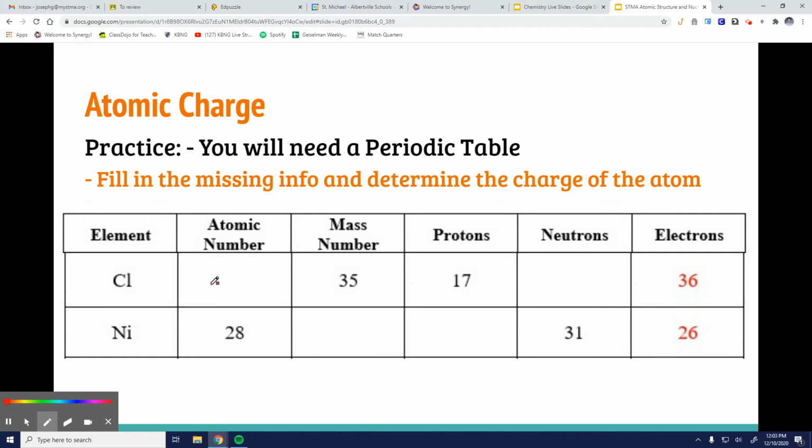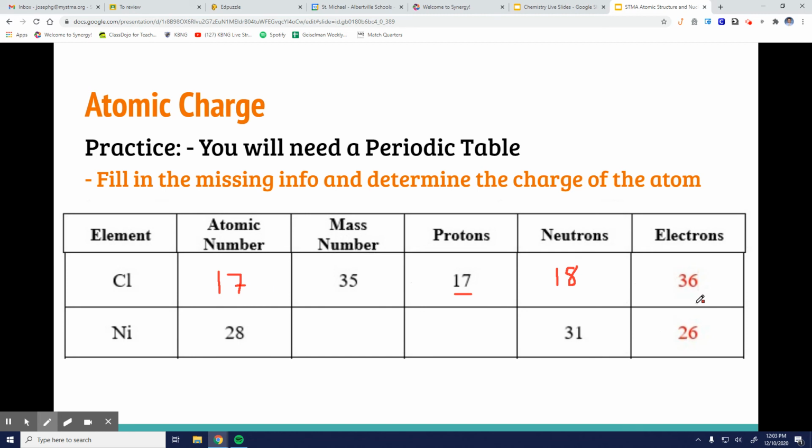So to start off, the atomic number for chlorine is 17. If you look on a periodic table, that's where you find chlorine. It makes sense because chlorine has 17 protons. And 35 minus 17 gives us 18 neutrons. Now, in reality, it would have actually 18 electrons, but I mistakenly put 36. Well, we can still figure out what the charge would be.